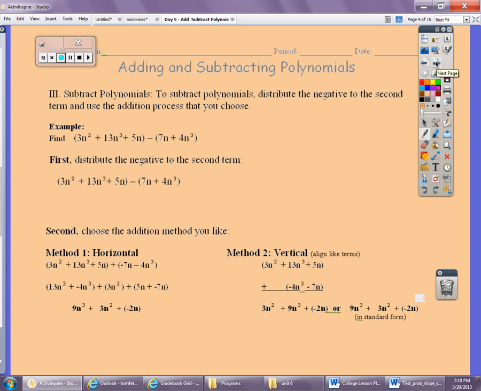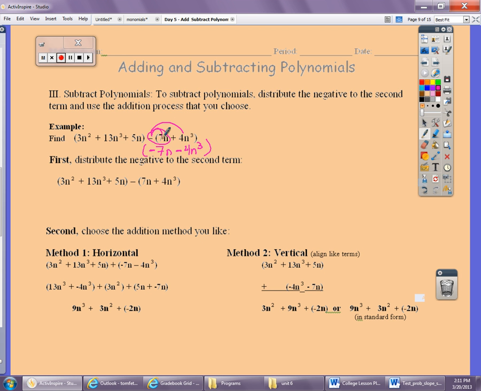When we look at the next one, subtracting polynomials, to subtract polynomials, we have to distribute the negative to the second term. So that's the very first thing we have to do. If you forget to do that step, you have a tendency to get it wrong, because when you distribute this negative, it goes to the 7n, but it also goes to the 4n to the third. So what you have to write down is it's going to be negative 7n, and then it's minus 4n to the third. So that's what happens when we distribute. If you forget to distribute it, usually you just do it to the first term, forget the second term, which is going to cause you to have an error.